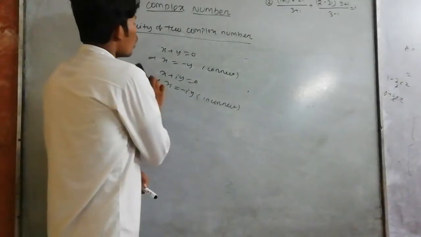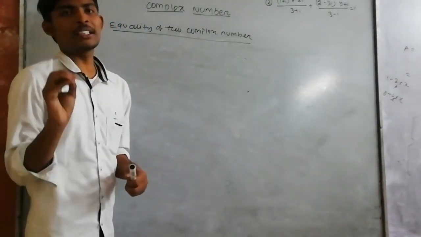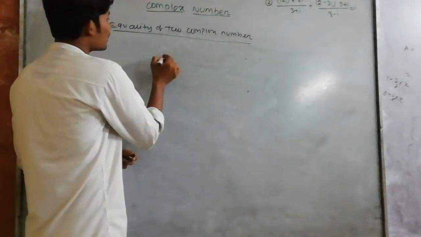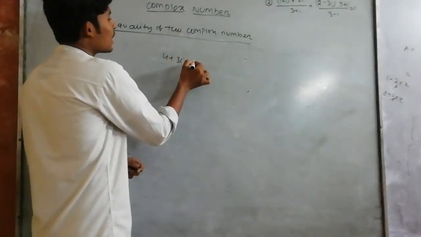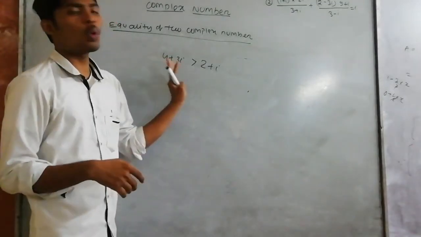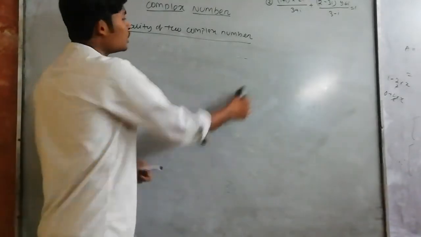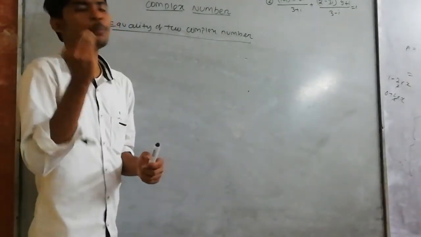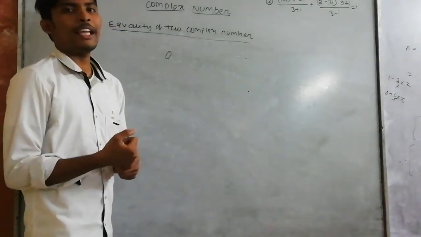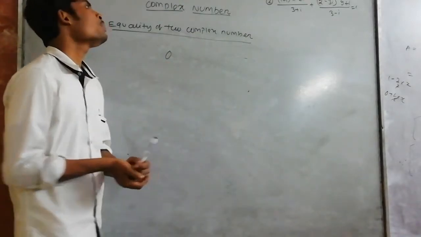Inequality does not hold in case of complex numbers. That means you cannot predict the inequality condition in case of complex numbers. For example, you cannot say that 4 plus 3i is greater than 2 plus i, because inequality does not hold in case of complex numbers. And this is most important: 0 is called purely real and also called purely imaginary.